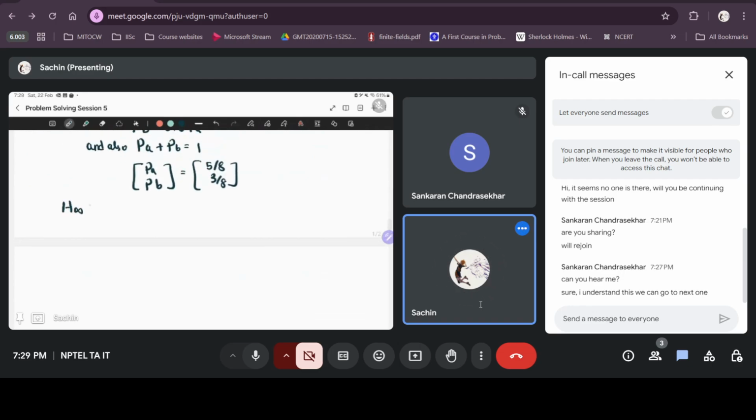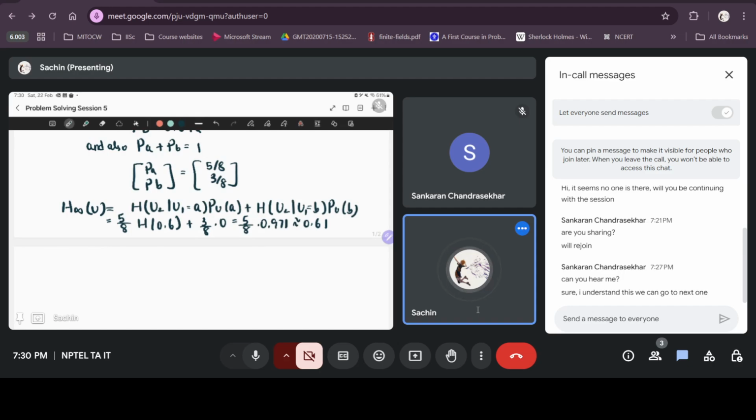and that gives you the entropy rate: H of U2 given U1 equals A times P of A plus H of U2 given U1 equals B times P of B, which is 5 by 8 times H of 0.6 plus 3 by 8 times 0, which is 5 by 8 times 0.971, approximately 0.61.